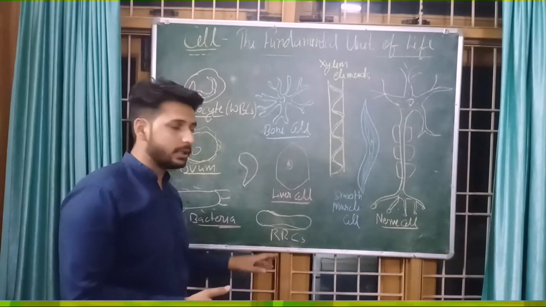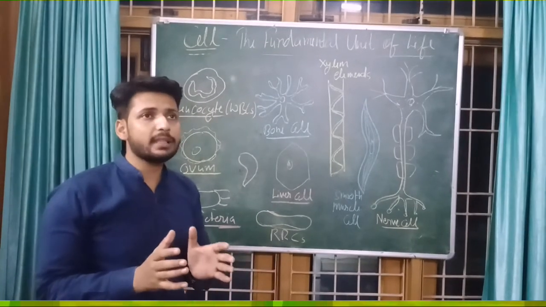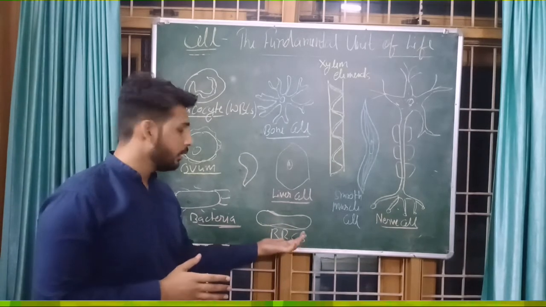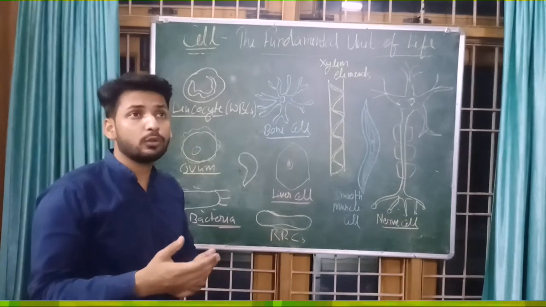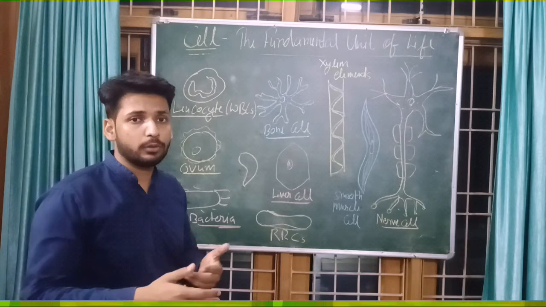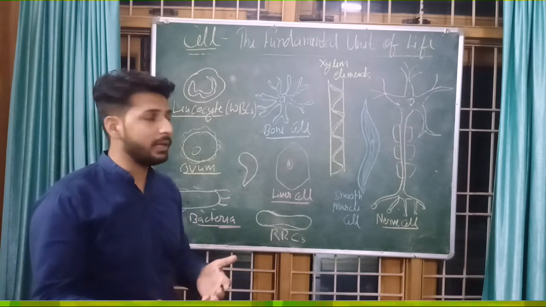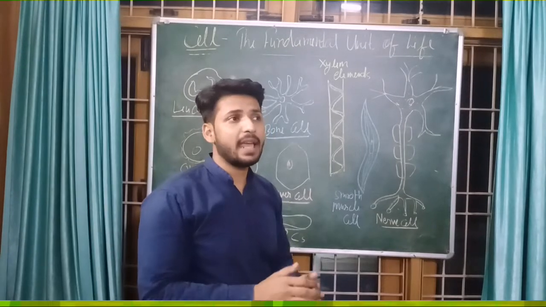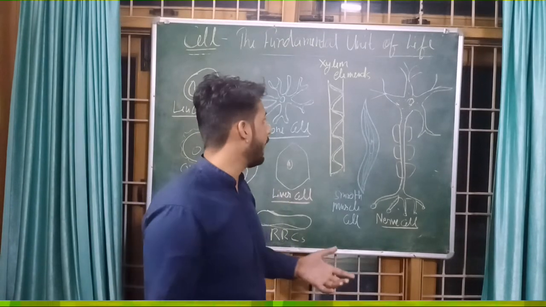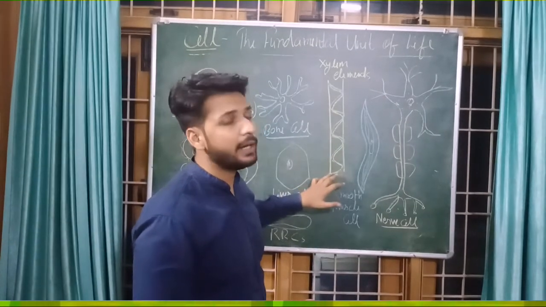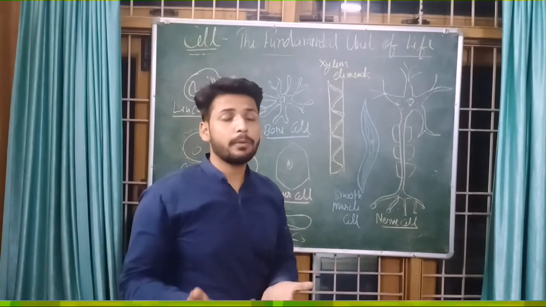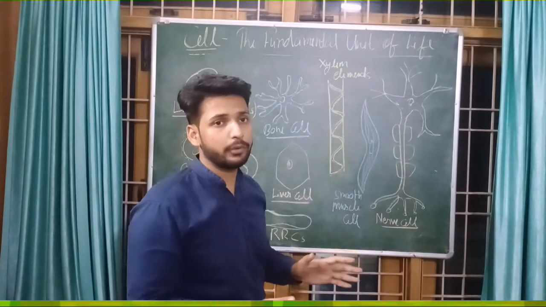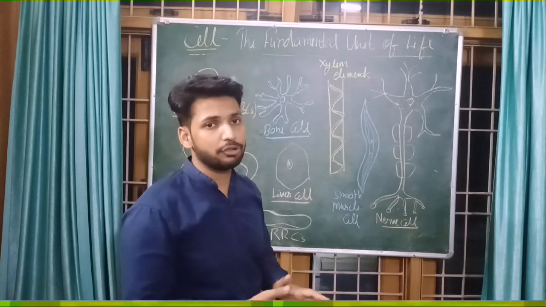Next is RBCs. RBCs, I told you, are biconcave and circular in shape, so that they can easily pass through the membrane of the capillaries. Next is xylem elements, like xylem vessels and sieve tube. These are cylindrical in shape. It is to perform their function of conduction of water. They can easily conduct water through them. That's why they are cylindrical in shape.